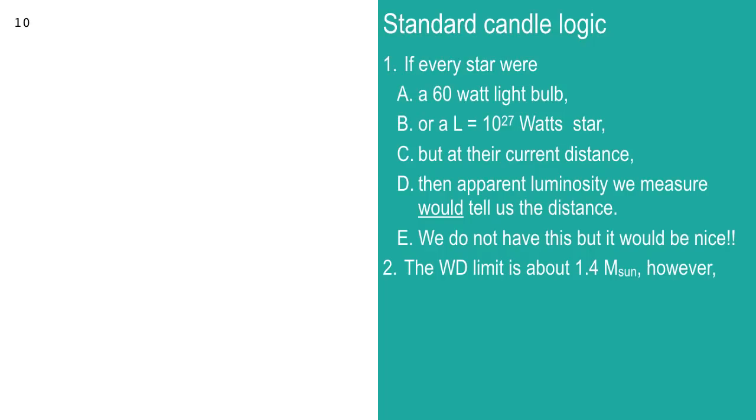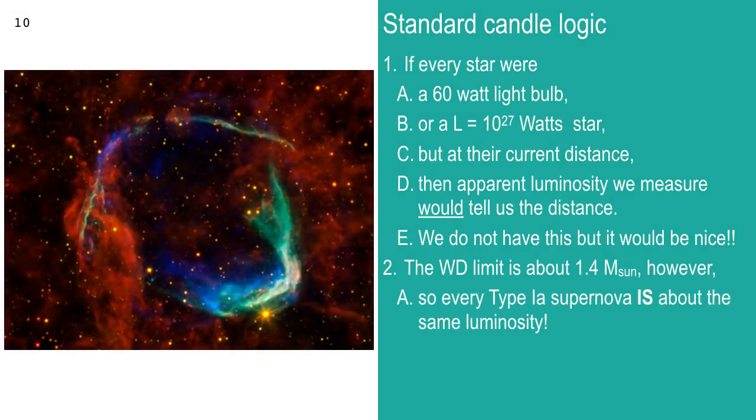And actually, there's a few kinds of stars that we can use as standard candles. Okay, part one, a 60-watt light bulb, that's the idea of a standard candle. If every star was a 10 to the 27-watt star, that's a standard candle. Now, type 1A supernovas, yeah, we can use them, because the white dwarf mass limit is about 1.4 times the mass of the sun. So every time we see one detonate, and we can tell type 1A apart from type 2, which is a completely different process, a core collapse, but type 1A is a white dwarf star detonating, and those only go up to about 1.4. And so we can use that and say that every type 1A is about the same intrinsic luminosity.